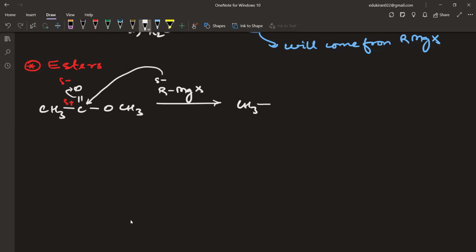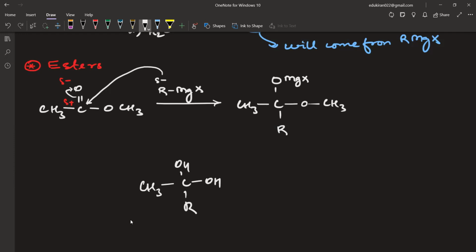So we'll have CH3, then carbon, OMgX, and here we have OCH3 as it is, and here we have the R group. As you can see, it is a very similar case to what we saw in the last class, with OH, OH, and R. When you have two oxygen atoms on the same carbon, it becomes very destabilized due to its high electronegativity, and that is why it is going to automatically cleave the OMgX or OMgBr like this.